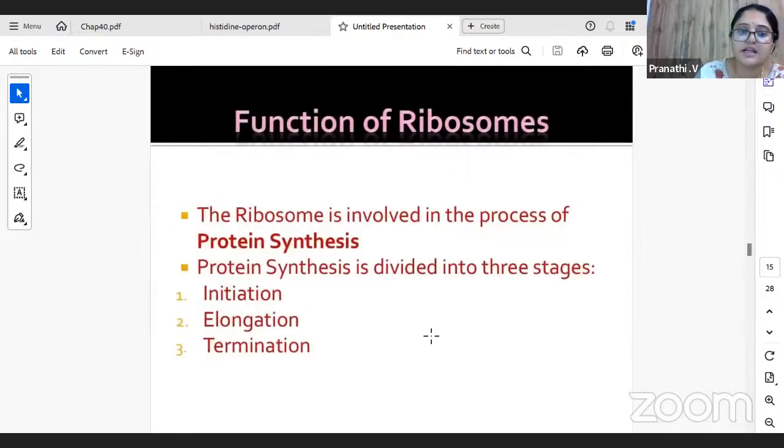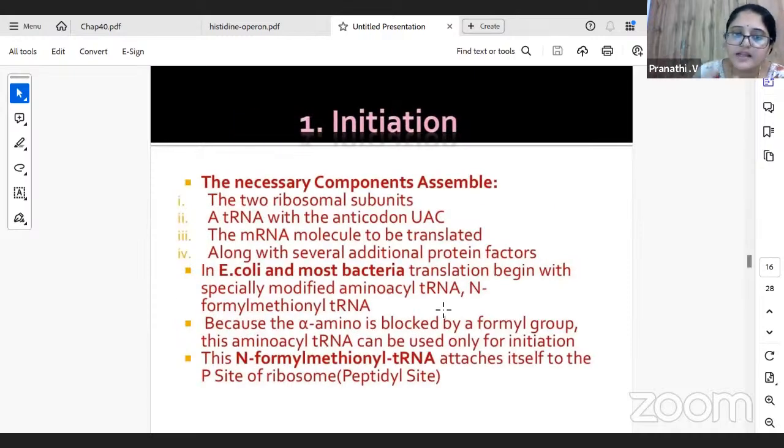Again, the function of ribosomes is protein synthesis. So two necessary components are the ribosomal subunits, tRNA having the anticodon, which is UAC, and the mRNA molecule to be translated. So this is important.